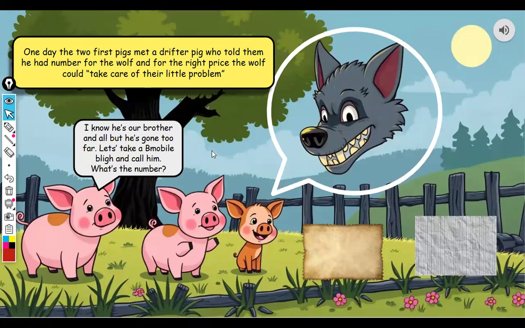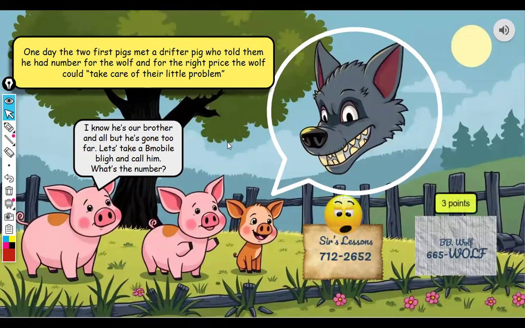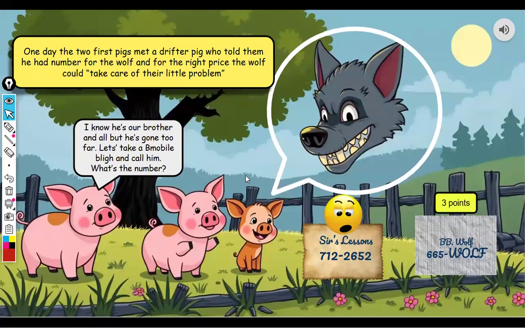All right, let's see which piece of paper has the correct number. Oh no, it's the white one, guys. The wrong one is just my number. Sorry, guys. The white paper is BB Wolf, well, Big Bad Wolf, obviously. Right? 665 Wolf is his number. Congratulations to those who picked the white one.